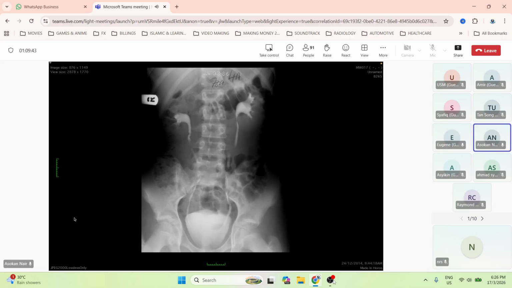So if ever you suspect that, what examination would you do? Do an ultrasound KUB? Yes, it will be excellent. It will show you the duplex and a markedly hydronephrotic upper moiety. It will tell you the hydronephrotic left upper moiety and also show you the ureterocele.